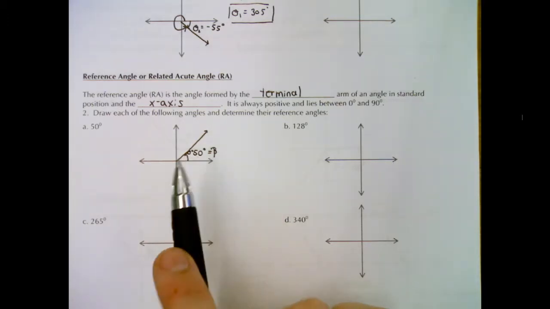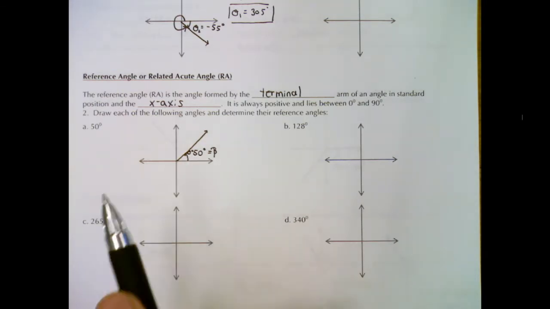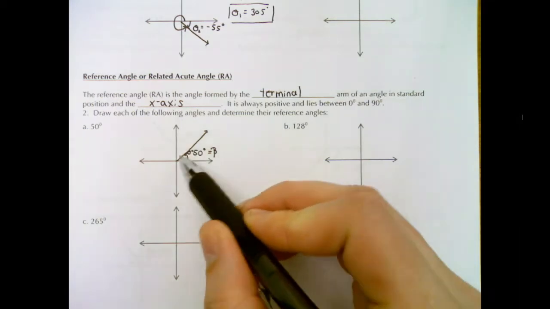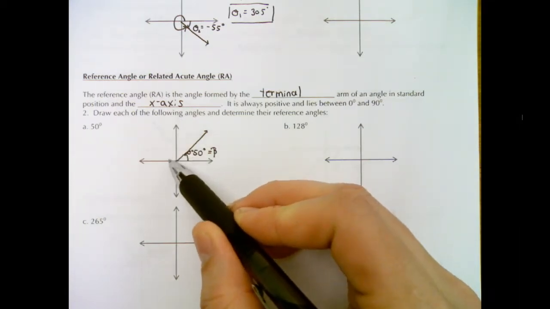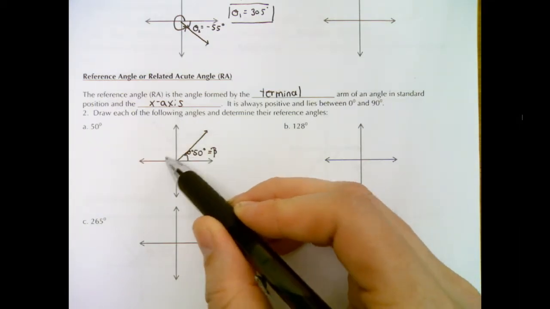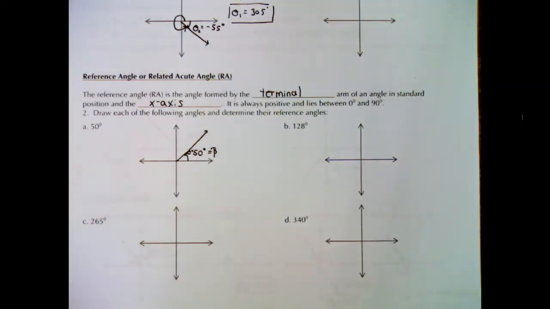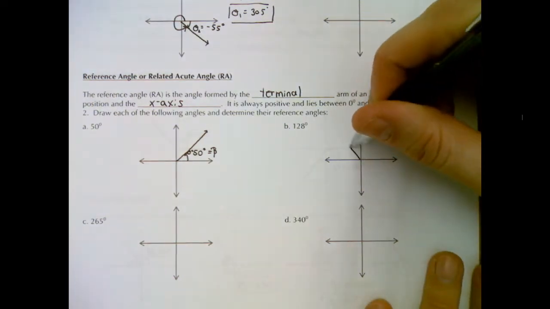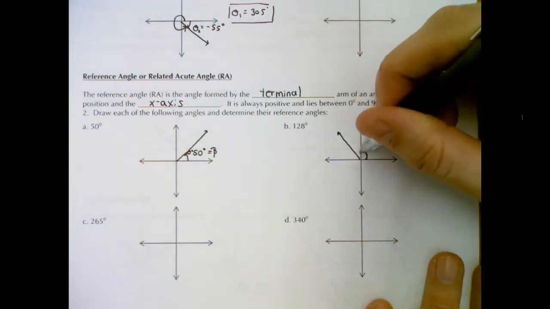The reason they're the same thing is because the related acute angle has to be an angle between 0 and 90. If I was drawing from the terminal arm to this x-axis, that would be creating an angle bigger than 90, so it couldn't be a reference angle. Let's try 128. If I graph 128 from standard position, I end up in the second quadrant.